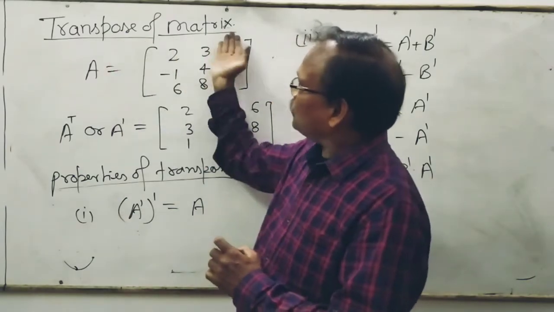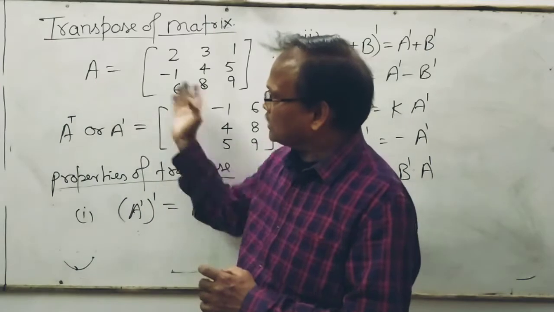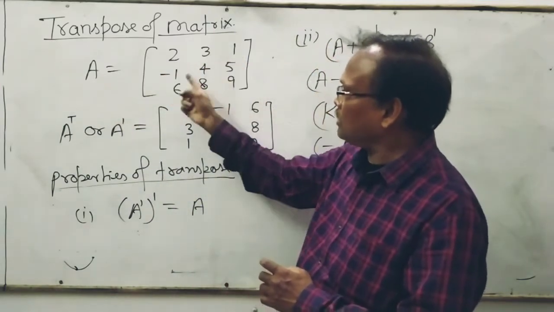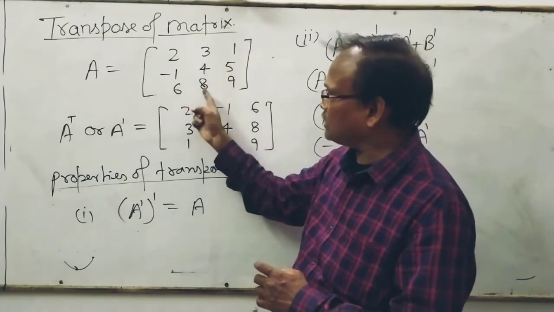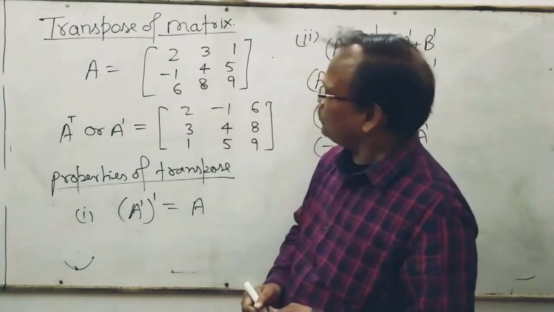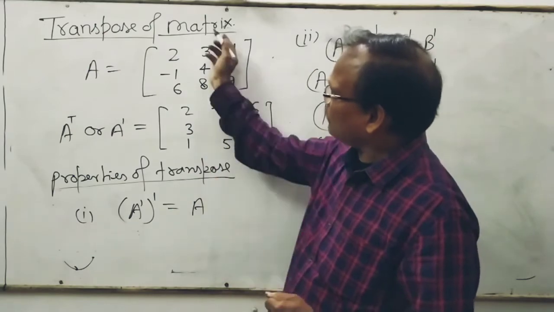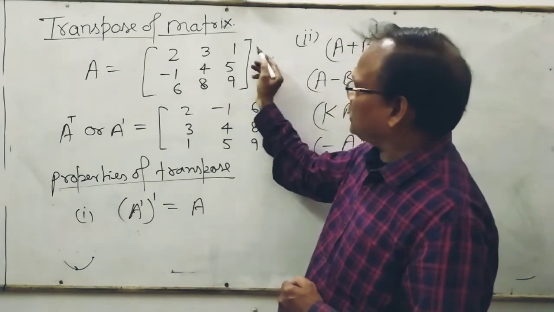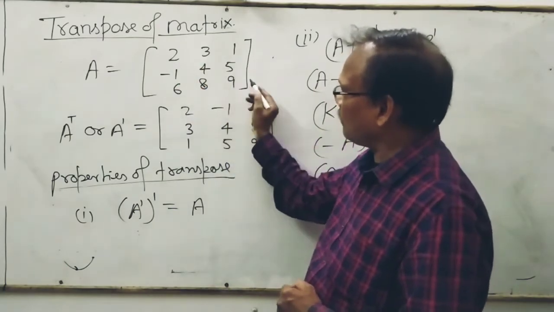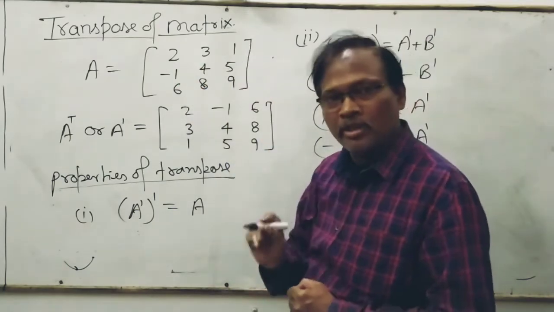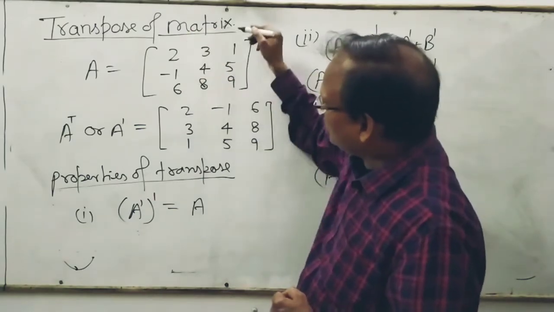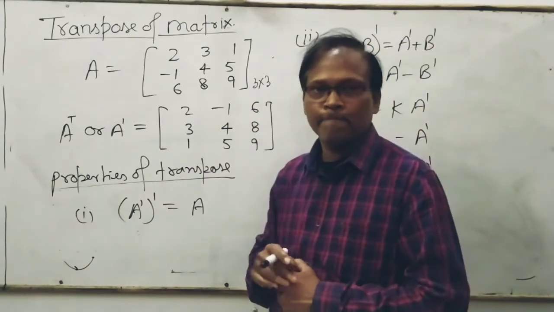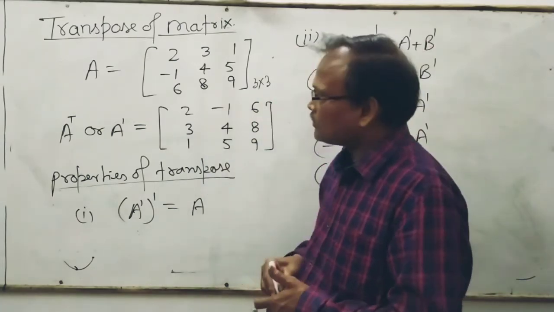What is the transpose of the matrix? I have taken one example: matrix A is equal to 2, 3, 1, minus 1, 4, 5, 6, 8, 9. Do you know the order of the matrix? What is the order of the matrix? The number of rows, these are called rows, into the number of columns, these are the columns. It means the order of the matrix is 3 cross 3. This is the square matrix.